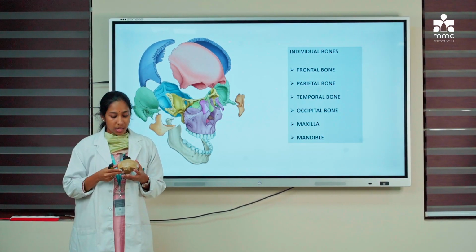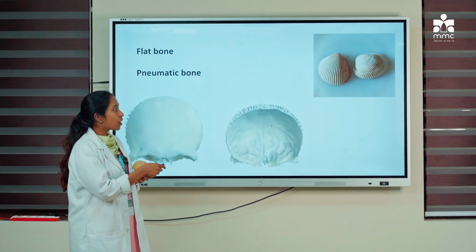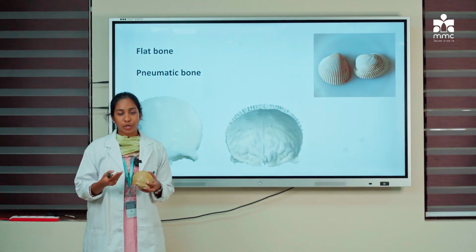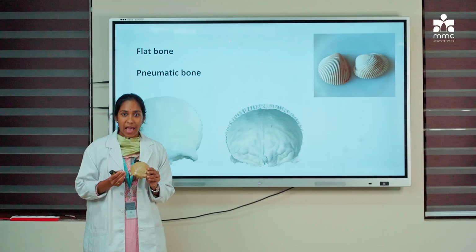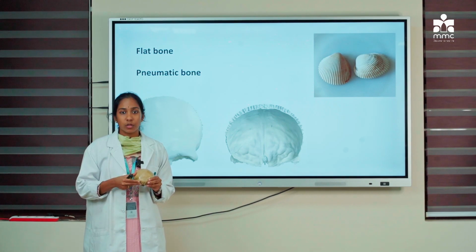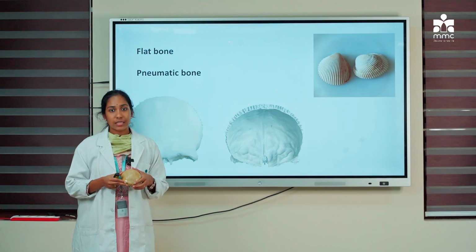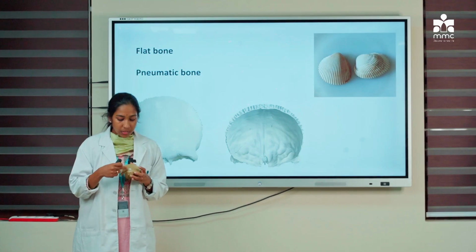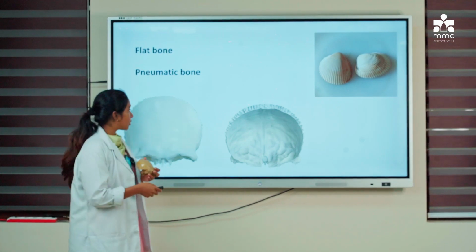The frontal bone is a part of the skull and is situated in the anterior part of your skull. The shape of the bone is cockshell shaped, and it's a flat pneumatic bone. What is a flat pneumatic bone? It's a type of bone. It's a flat bone, that means the shape of the bone is flat, and it's a pneumatic bone, meaning inside the bone there are air spaces called air sinuses. So inside the frontal bone you have frontal air sinuses, which are situated behind your superciliary arches. We will see what the superciliary arches are.